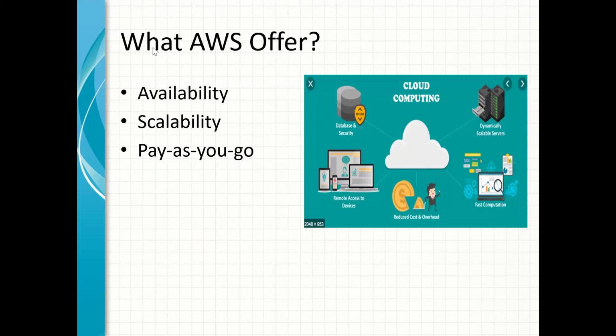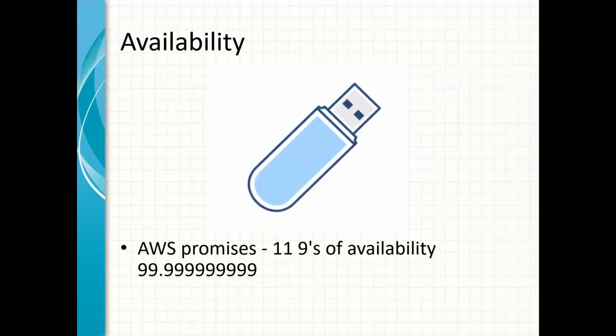But here, the topic that we are now discussing is what AWS offers. It is not particularly AWS. Any cloud platform offers these things. Any cloud platform offers availability, scalability, and a pay-as-you-go model. Let's understand the meaning of each one. Let's understand the meaning of availability. What is this availability? Try to understand.